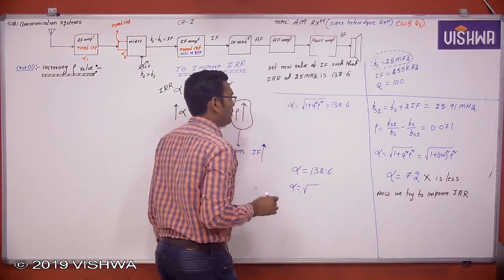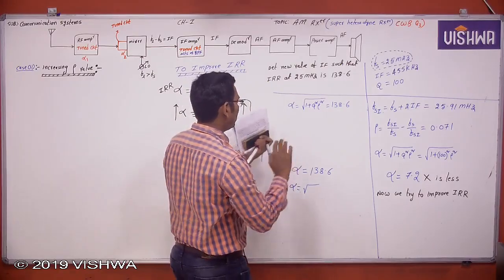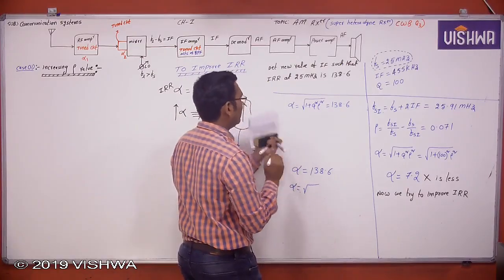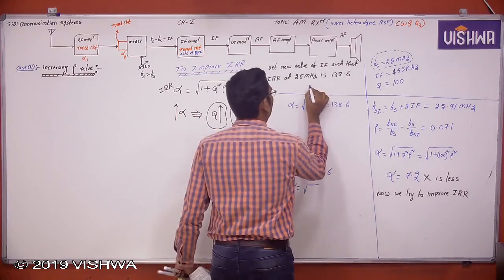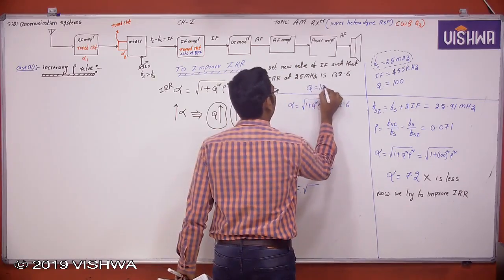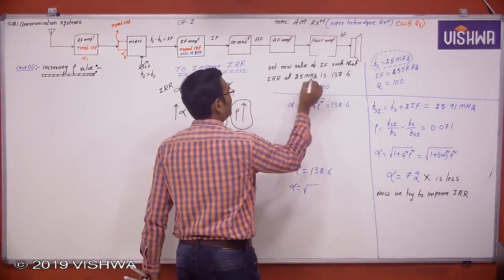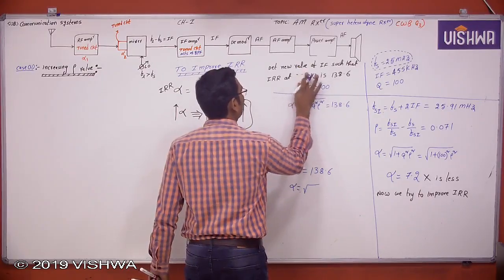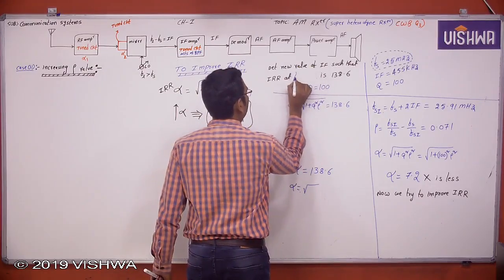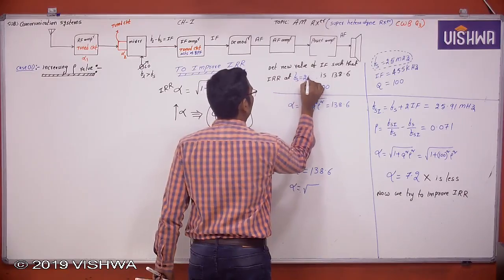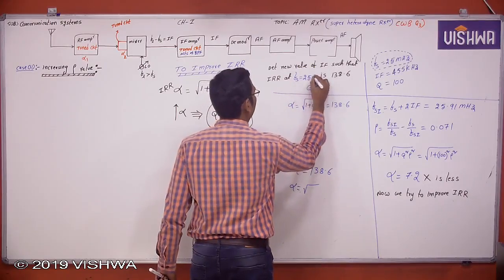138.6. Therefore, I am not changing the quality factor. See here, what is the quality factor? It is the same. The quality factor is 100. Here it is also 100. What is Fs? Fs is the same. Fs is also not changed. Fs is equal to 25 megahertz.